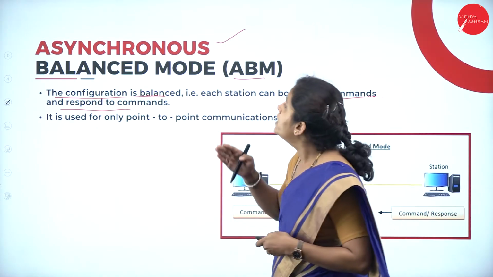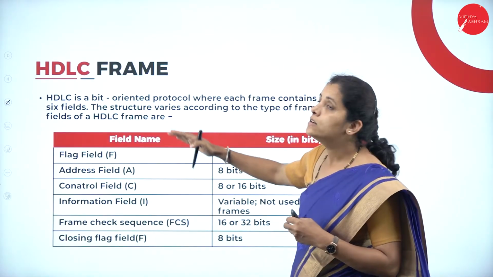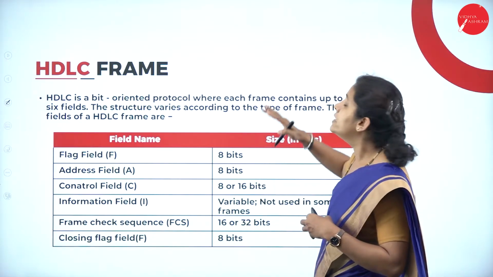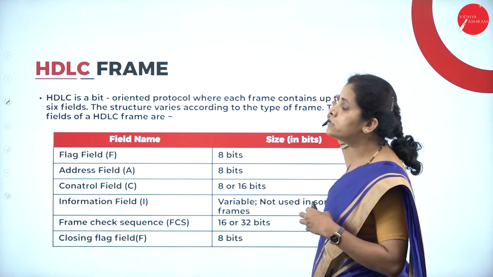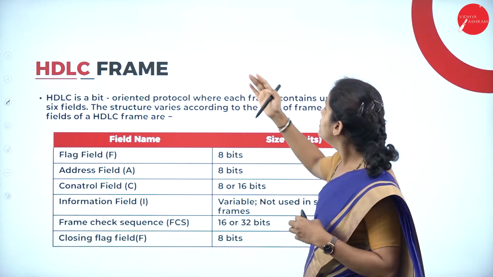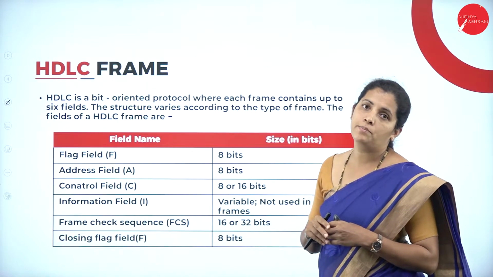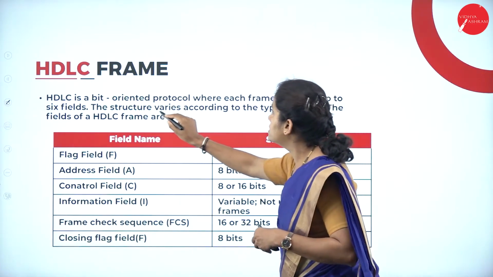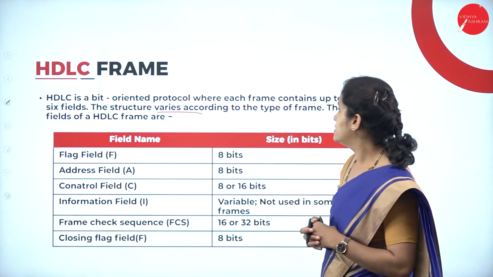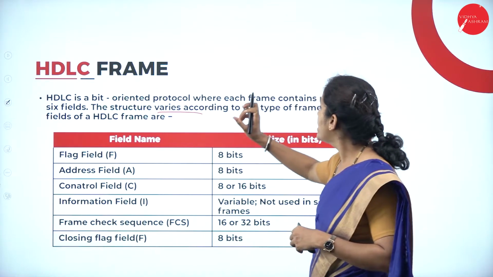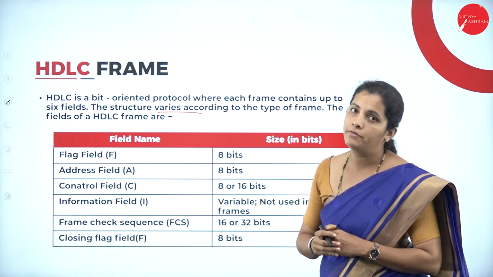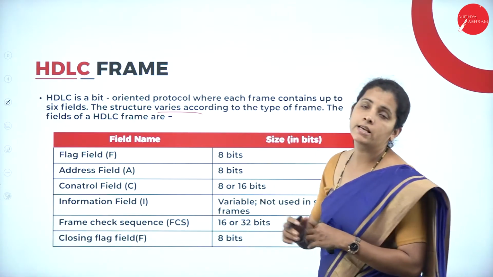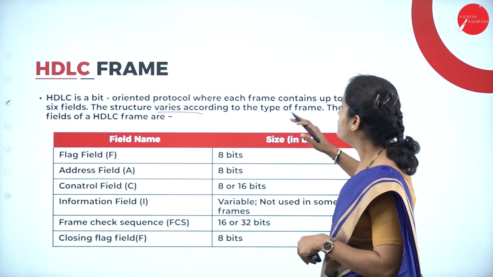So moving on to the HDLC frame. Here HDLC is a bit-oriented protocol and each frame contains up to 6 fields. The structure of the frame varies according to the type of the frame.